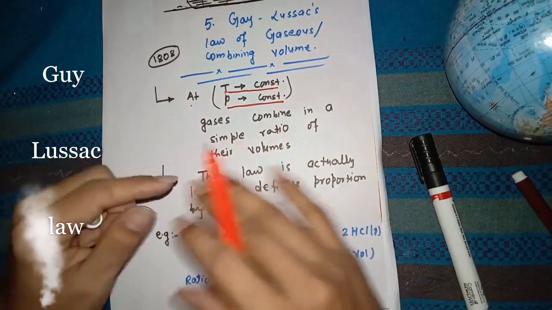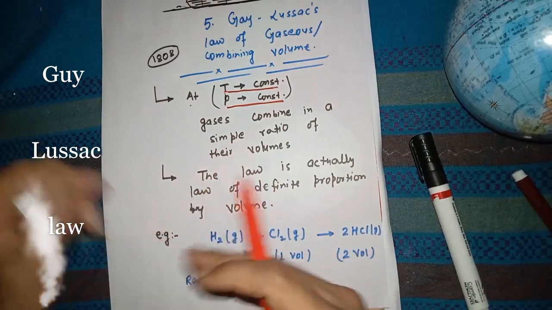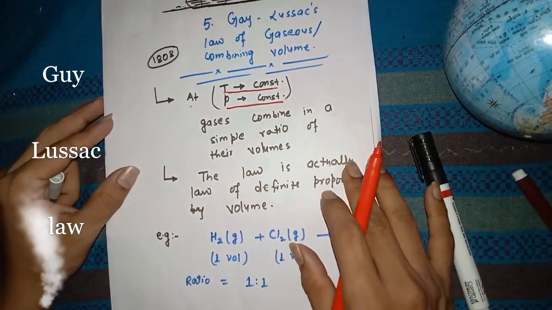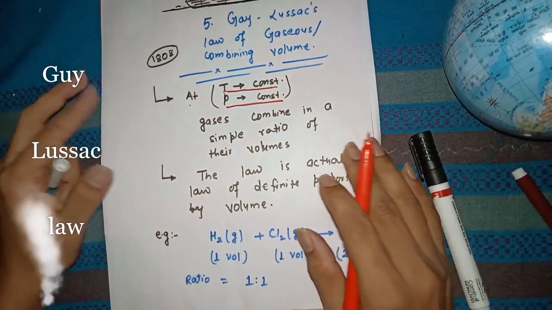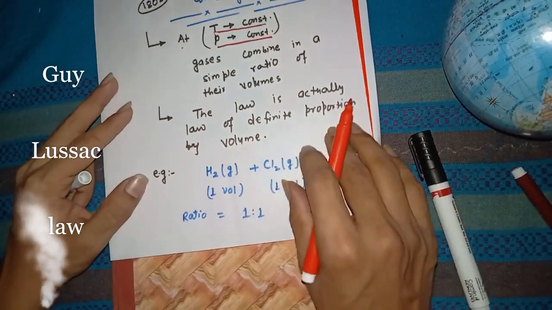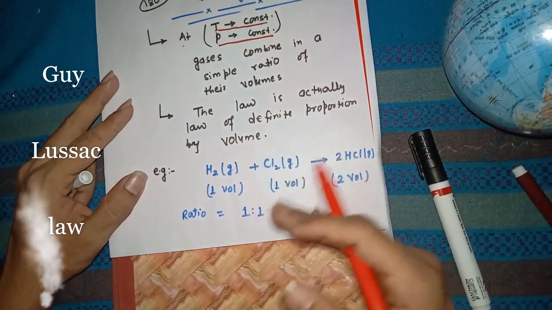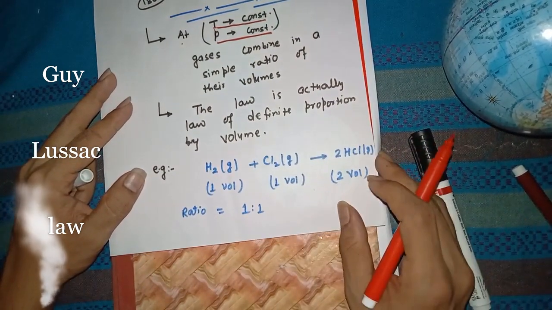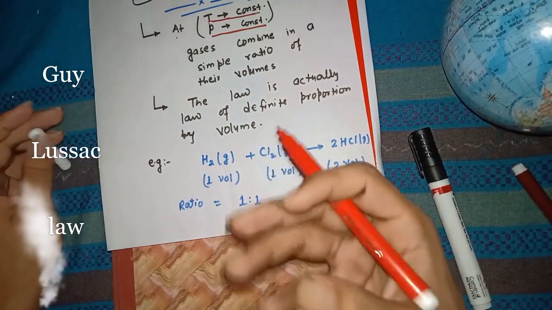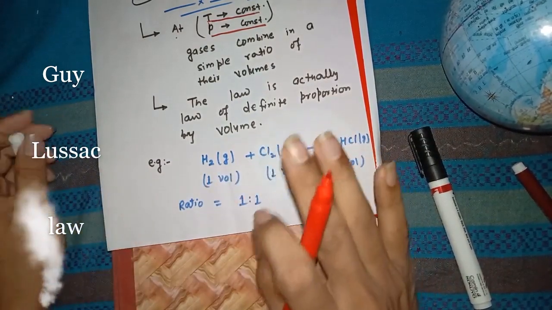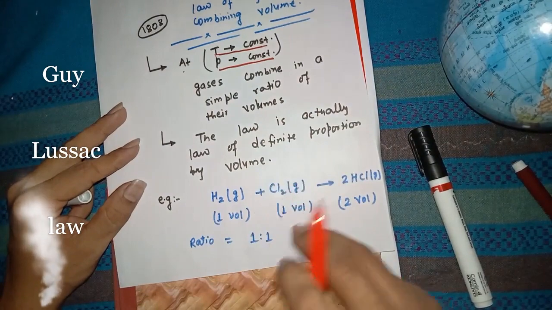But in the first law, the law of definite proportion by mass, it is not necessary to have normal temperature or any particular pressure, because mass is always conserved. But in this case, gases combine in a simple ratio only when their temperature and pressure are kept constant. Here is an example: when hydrogen gas and chlorine gas react with each other in favorable conditions, they produce HCl, hydrochloric acid. The main point to consider is that every species must be in gaseous form, because this is a law of gaseous volume, or law of combining volume.